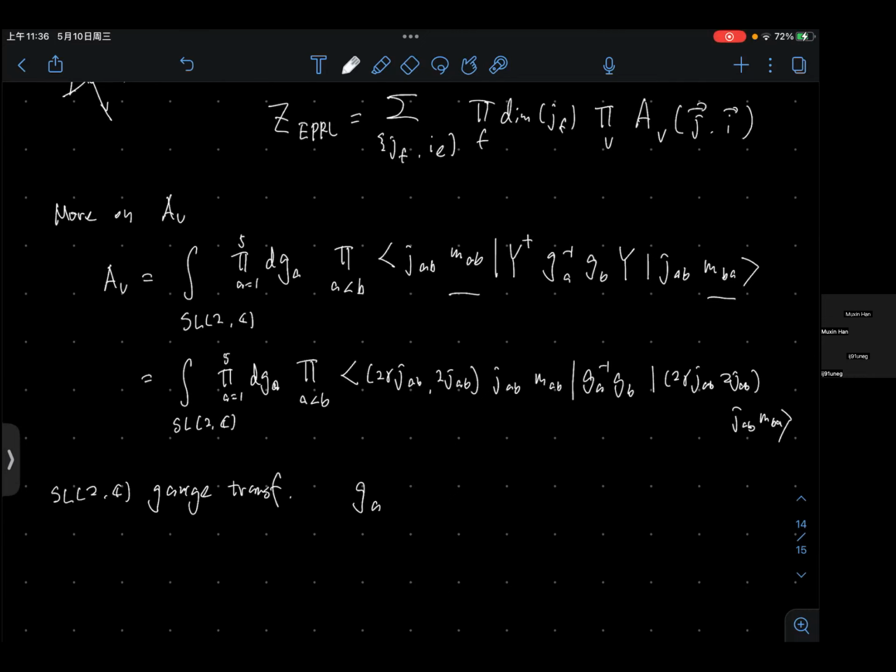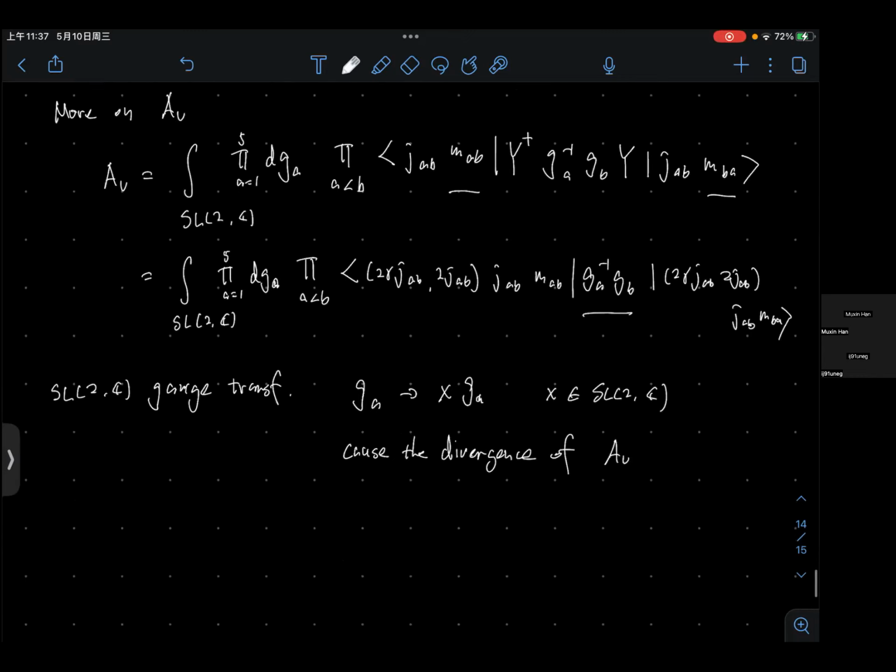So you can easily see that the gauge transformation is just given by this. You can multiply on the left any group element GA by any X belonging to SL2C. Okay, so you see that this combination is kept invariant by this gauge transformation. So that's why this is indeed a gauge transformation. So these actually cause the divergence of the amplitude AV.